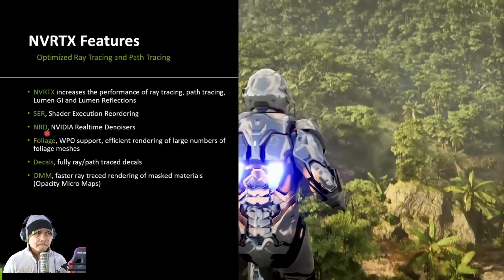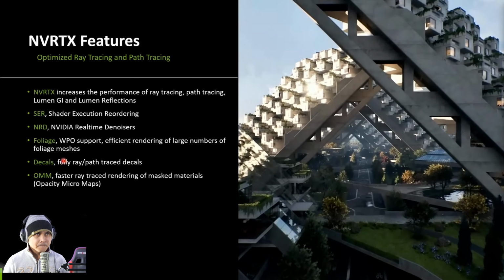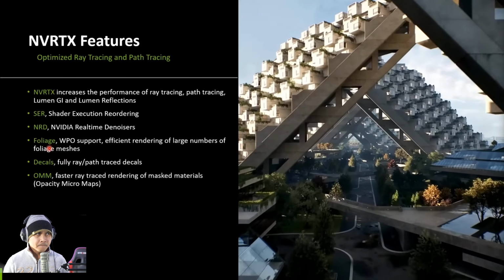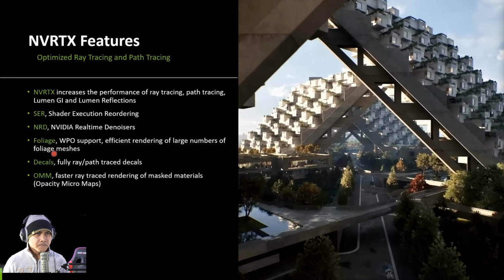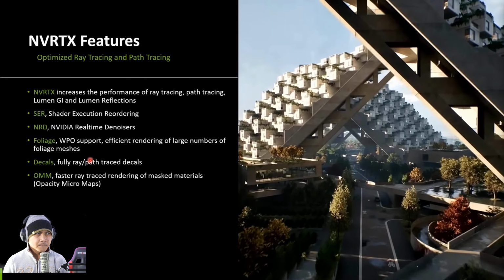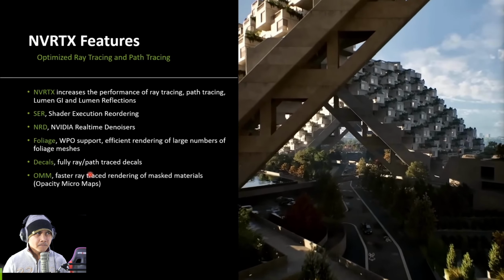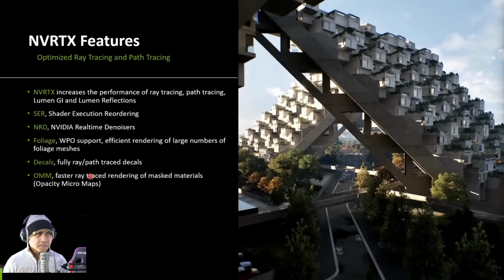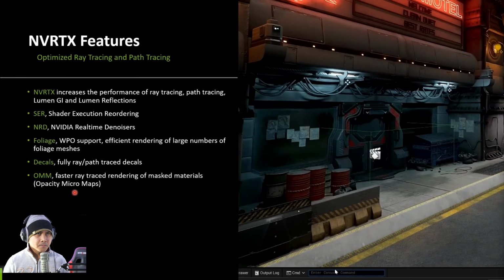And then we have one of our denoisers, NRD, available in the branch. Like I said, the foliage feature for large-scale WPO support and efficient rendering of foliage meshes is also in the branch. Path trace decals, we just started doing that. That's also a feature there. And opacity micromaps, also recently added.